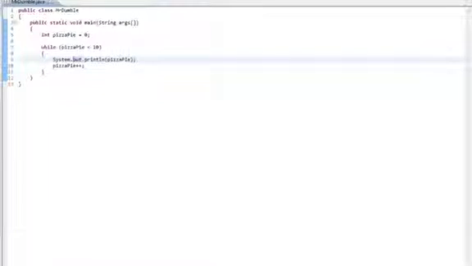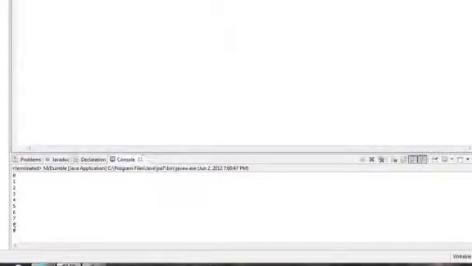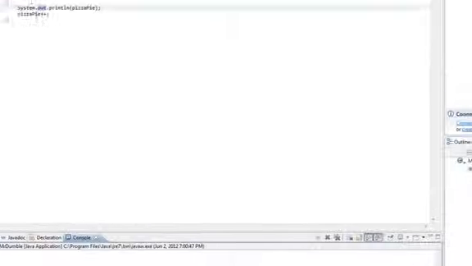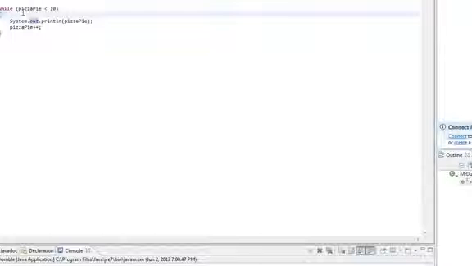0, 1, 2, 3, 4, 5, 6, 7, 8, 9. That might look really confusing at first. But look what we have again. We have an integer called pizza pie, and we set it to 0. And it's important it's set to 0 because if we're going to add to it, we need to have a number to begin with. So it's 0.